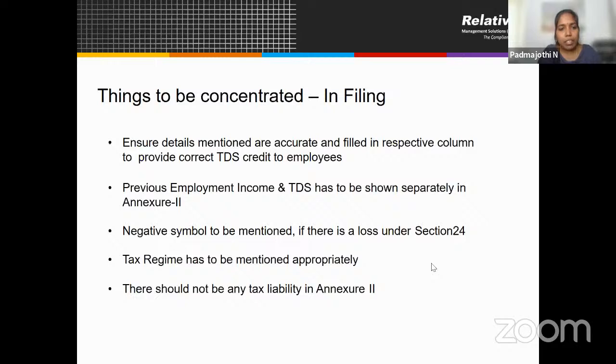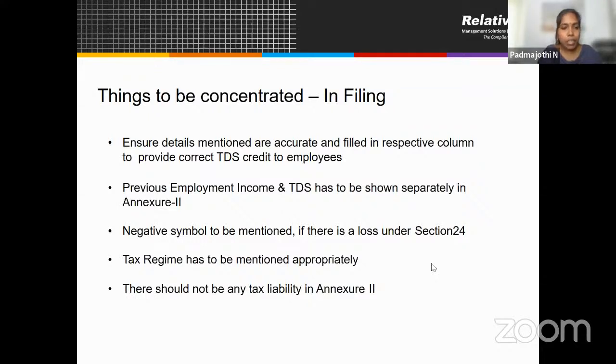After filing the returns, while you are preparing the output, you will get a text file. Please check that file. Check whether the data I have prepared for filing the returns matches the text file that I'm going to file. Please cross-verify this also, then proceed with the filing.